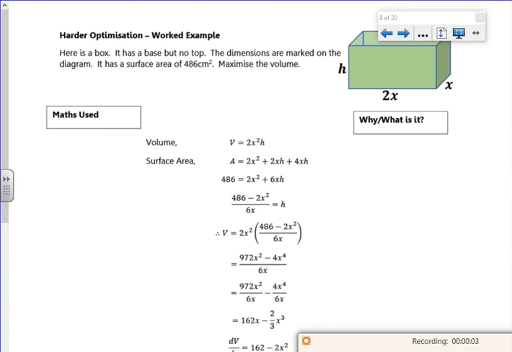Right then, are you ready for this one? So this one says it's harder. So here is a box. It has a base, but no top. Oof. We're saying it's open now.